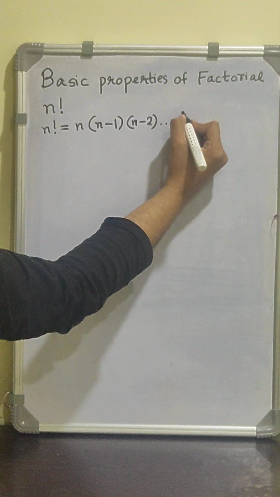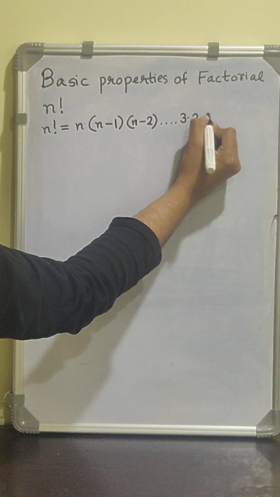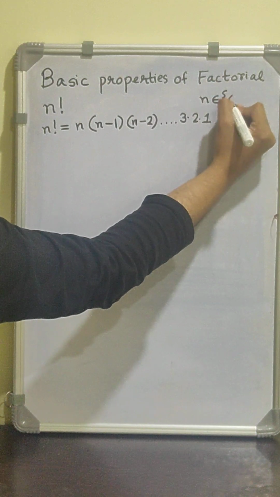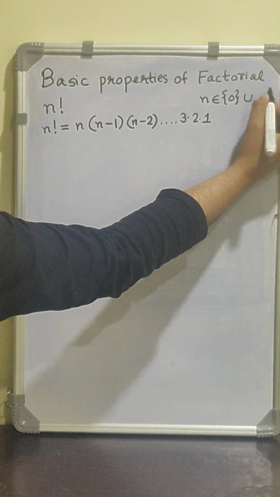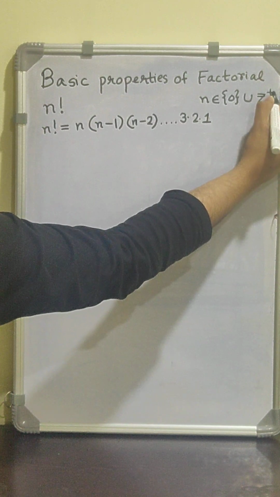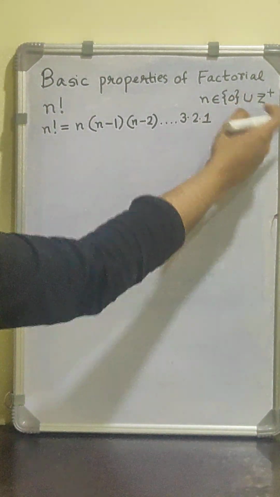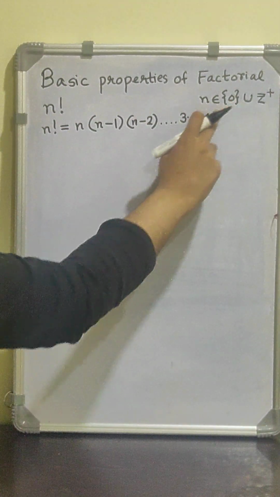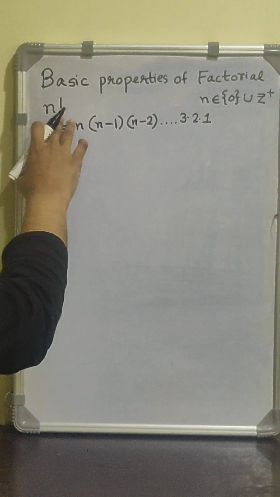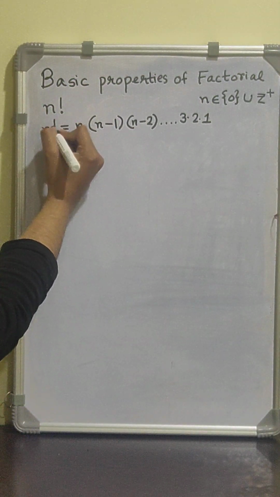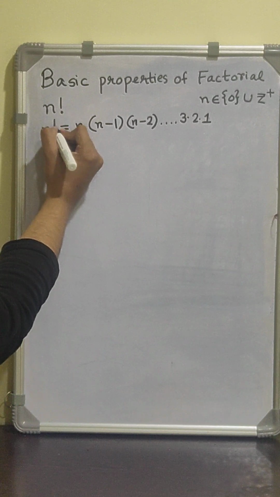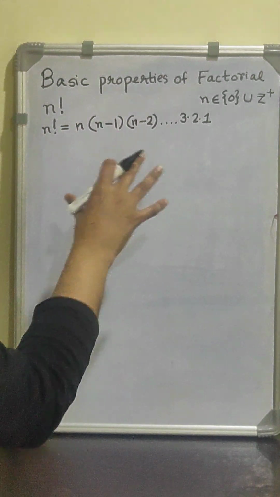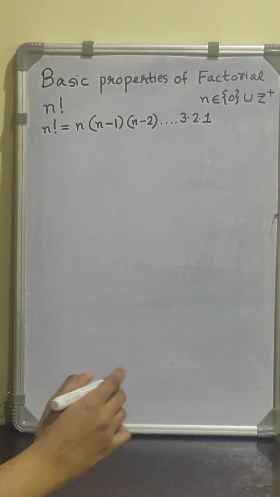So I'll have to use some dots here, and then 3 to 1. Now this is only defined for n is either 0 or a positive integer. Sometimes this set is called whole numbers, but I prefer to write it this way. So the factorial is only defined for 0 and 1 onwards, all the positive integers, not defined for negative integers as such. So this is an expansion, but we are going to see more details into it.